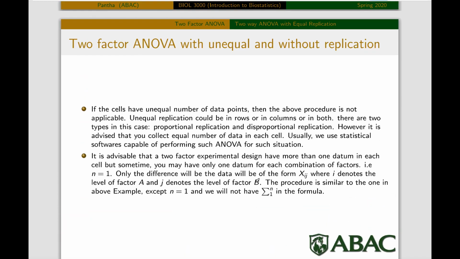Without replication, if the cells have an unequal number of data points, then the above procedure is not applicable. Unequal replication could be in rows or in columns or in both. There are 2 types in this case: proportional replication and disproportional replication. However, it is advised that you collect an equal number of data in each cell. Usually we use statistical software capable of performing such ANOVA for such situations.